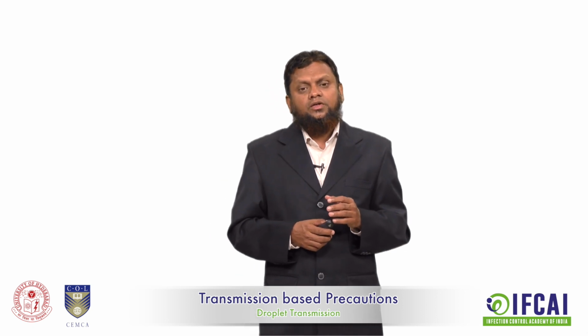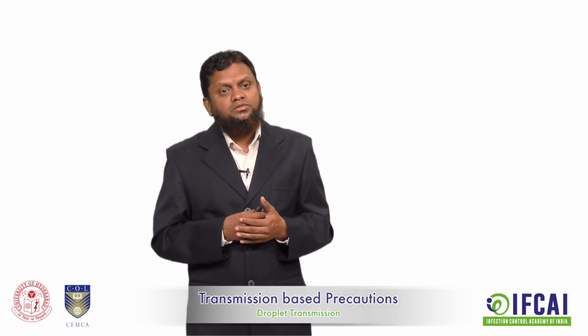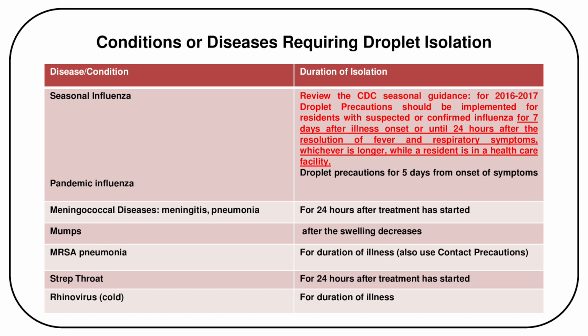The conditions and diseases requiring droplet isolations, if you see here: seasonal influenza, as I said in the previous module. If one of the members in our house suffers from common flu, the other person will also get infected. Again, the transmission is either through droplet or through contact. Pandemic influenza, which we come across in H1N1 cases also. Meningococcal disease like Neisseria meningitidis, Streptococcus pneumoniae, mumps, MRSA involving the lungs causing pneumonitis, group A streptococcal throat infections, and rhinovirus. These are the patients where you are going to implement the droplet isolation precautions.